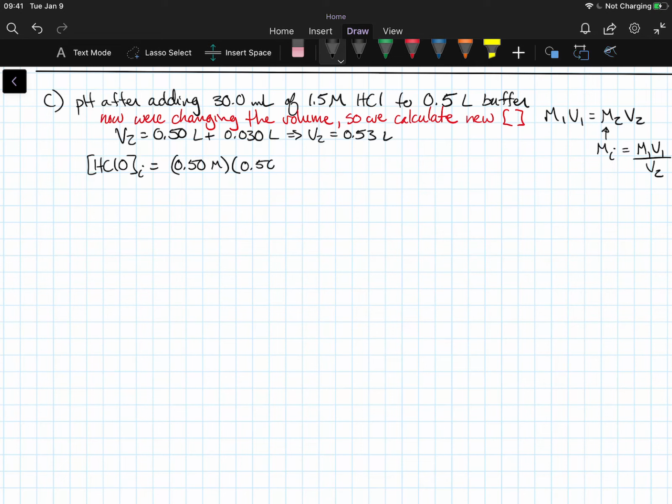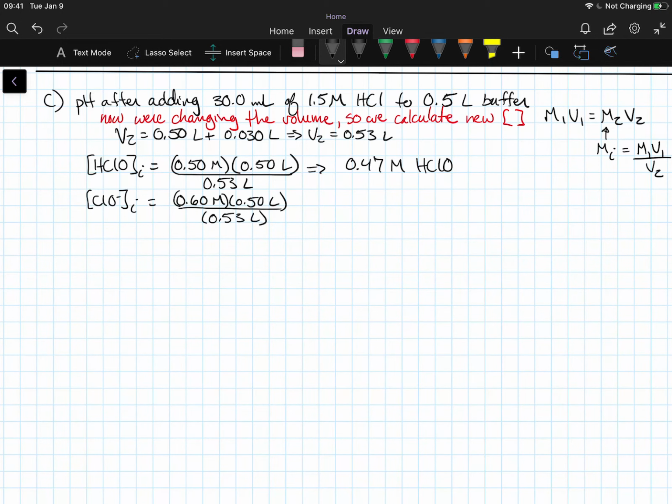And we had 0.50 liters of that. And the new volume, V2, was 0.53 liters. So our new molarity is 0.47 molar HClO. Repeating this process for the ClO minus initial concentration: at the very beginning of all this, before we mess things up, we had 0.60 molar, and we had 0.50 liters of that. And now the new volume is 0.53 liters. And again, the new molarity of this would be 0.57 molar.